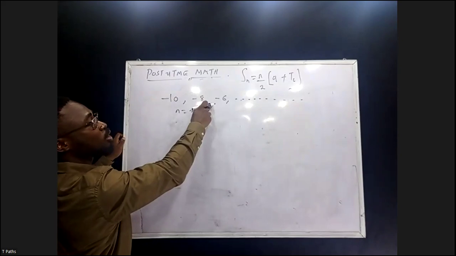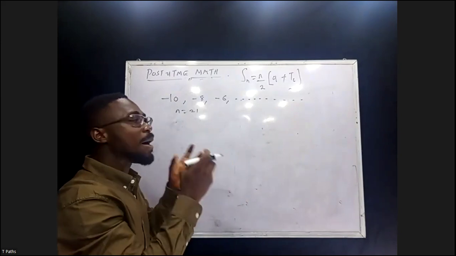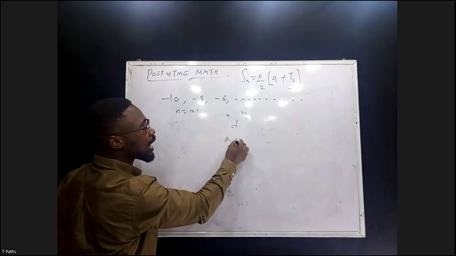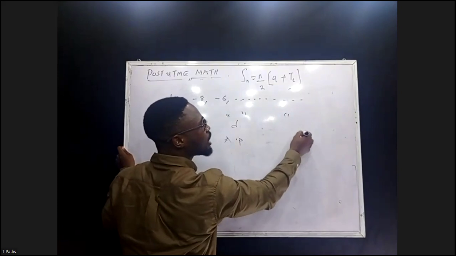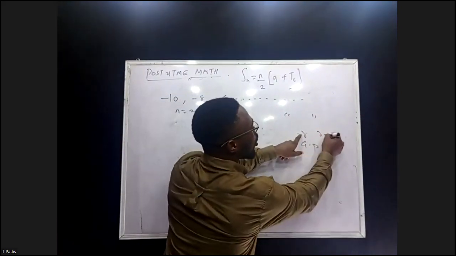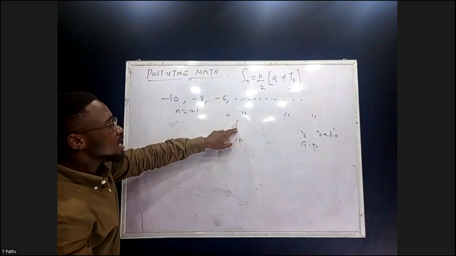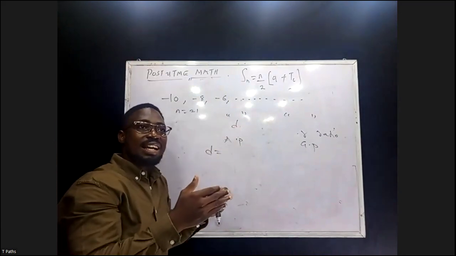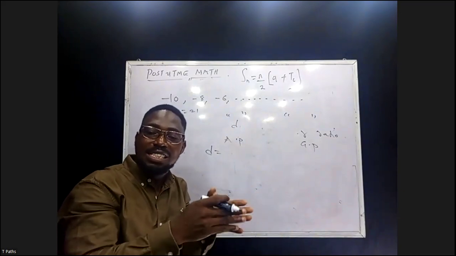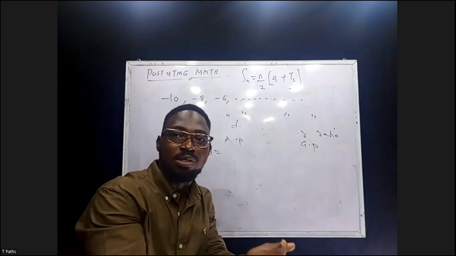Let us test if this is an arithmetic progression. Any arithmetic progression is characterized by having something called a common difference. A geometric progression is characterized by having something called a common ratio. So what is the common difference in an AP? Like the word implies, it is the difference. Which means if I take the difference between successive terms, it must be the same. It must be common.